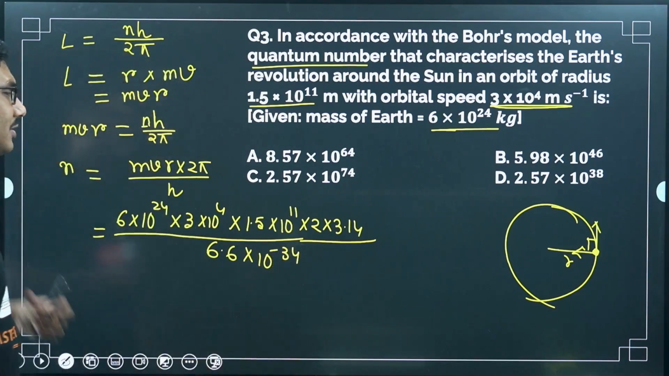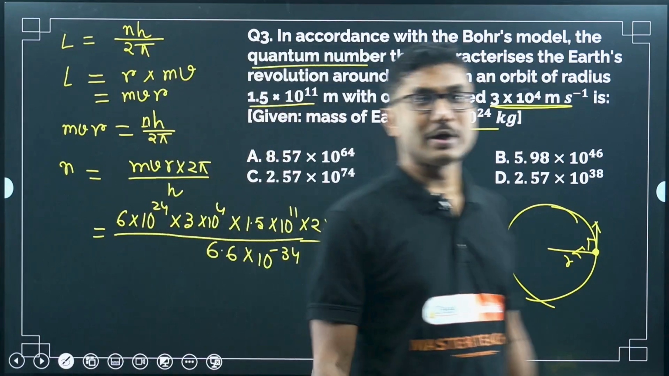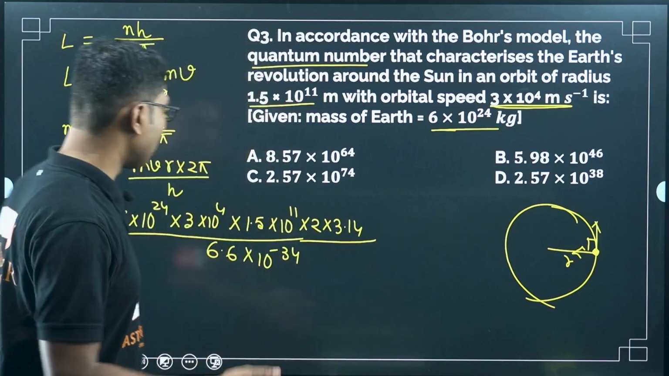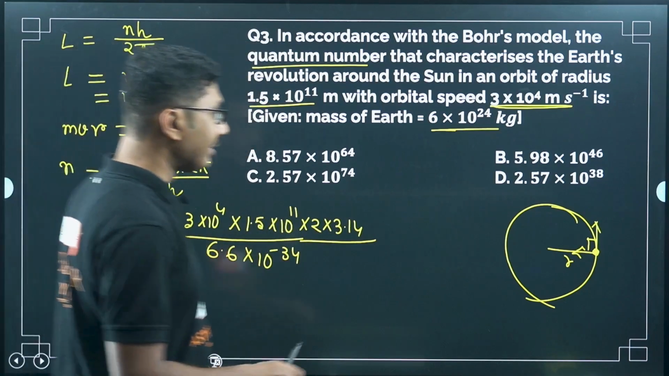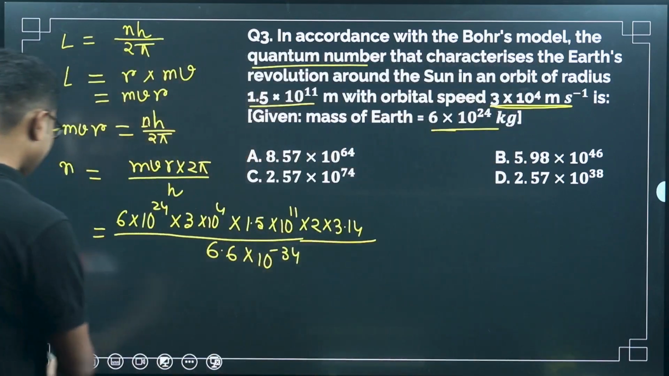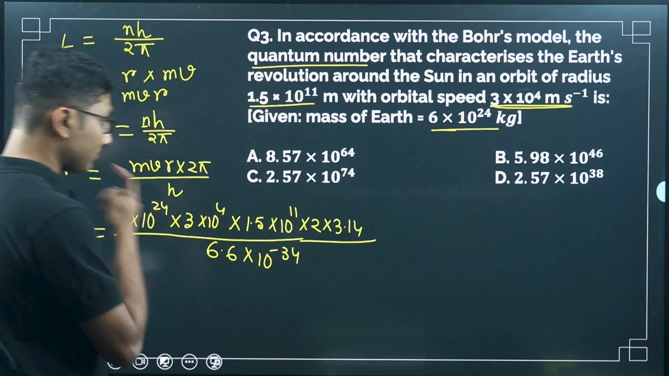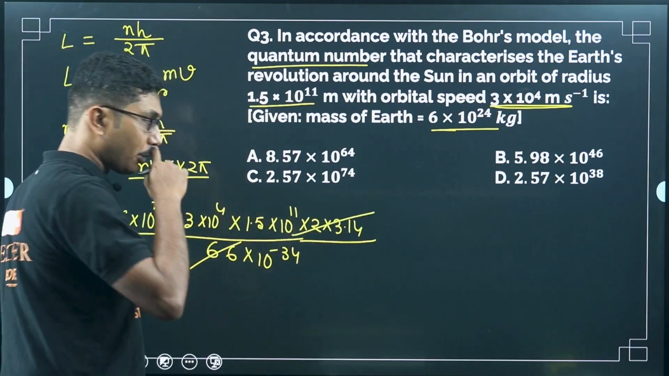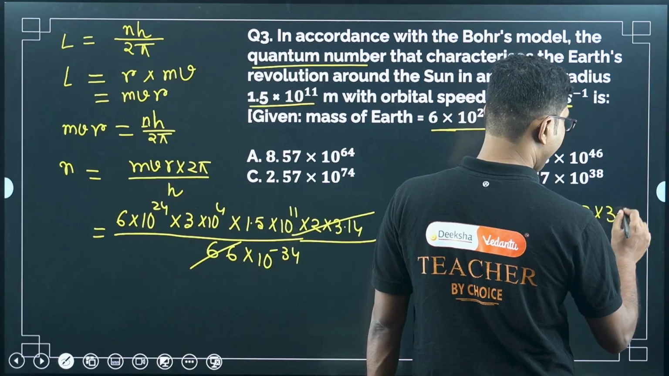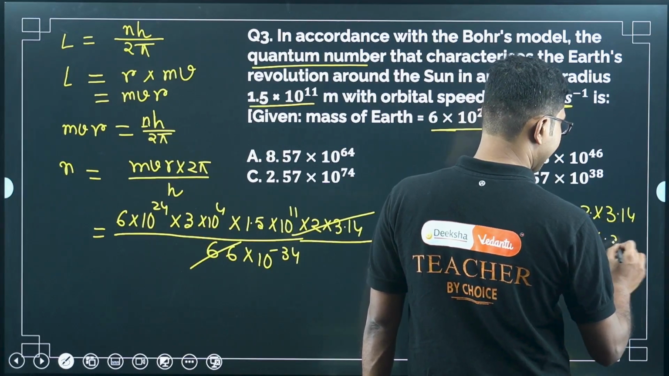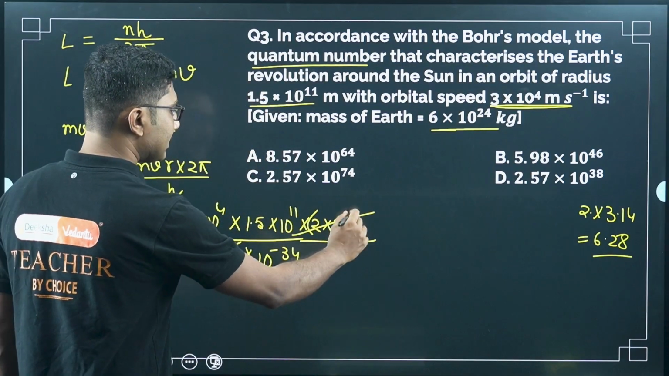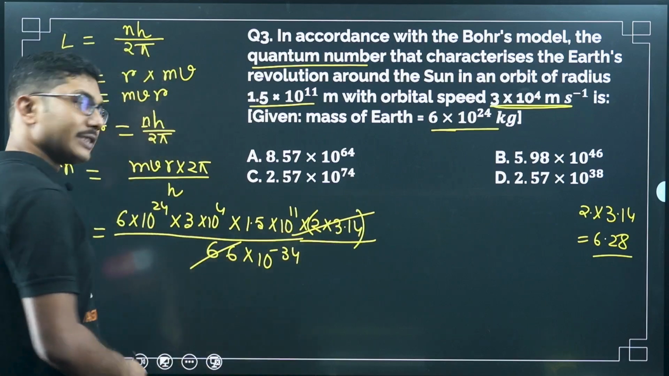Now first of all we will do some approximation as usual. Applying approximation is very essential to clear KCET, because there will be no calculators available to you, so you will not be able to solve questions using calculators. So you have to practice solving questions without using calculators. So 6.6 and 2 times 3.14 we will cancel. 2 times 3.14 is 6.28, so it is almost equal to 6.6, so we will cancel this term. So 2 pi and this 6.6 are cancelled.